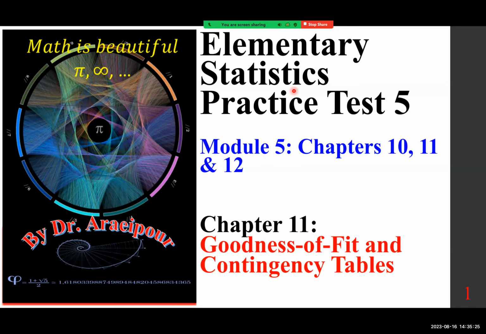Good afternoon, class. We are looking at statistics practice test number 5, module 5, covering chapters 10, 11, and 12. Here's chapter 11, goodness of fit and contingency table.